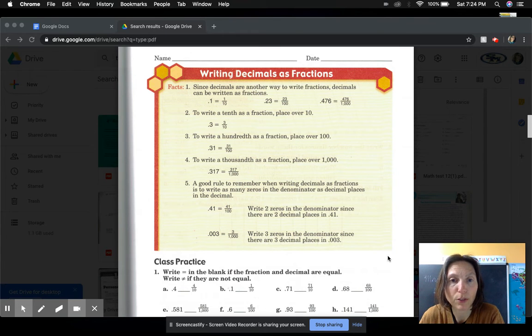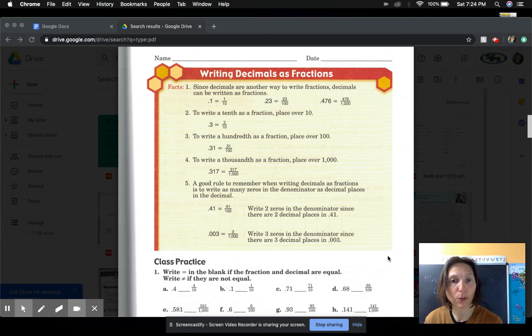0.317 equals 317 1,000ths. A good rule to remember when writing decimals as fractions is to write as many zeros in the denominator as decimal places in the decimal. So 0.41 equals 41 over 100. Write 2 zeros in the denominator since there are 2 decimal places in 0.41. 0.003 equals 3 over 1,000. Write 3 zeros in the denominator since there are 3 decimal places in 0.003.